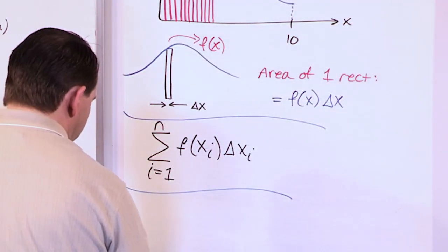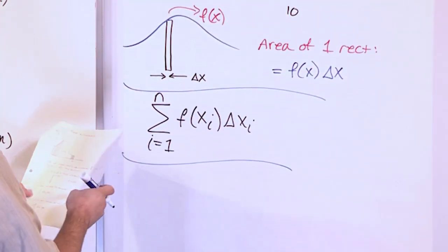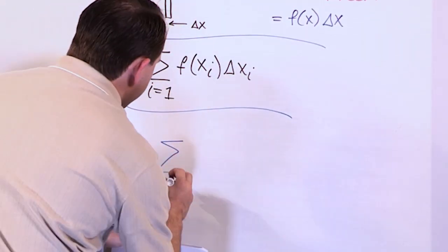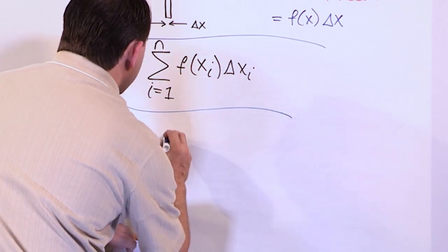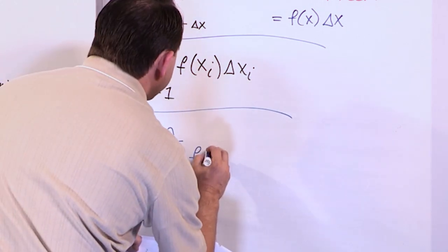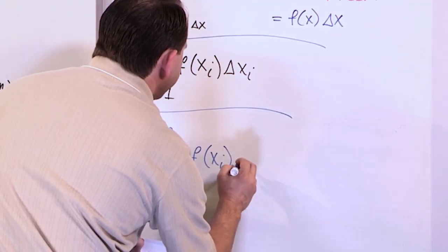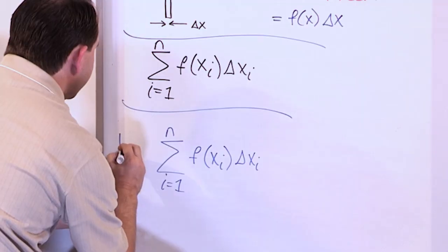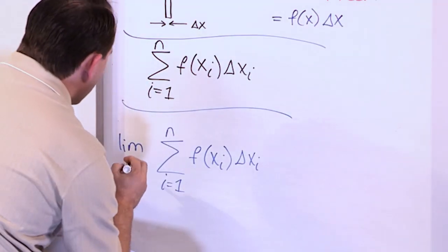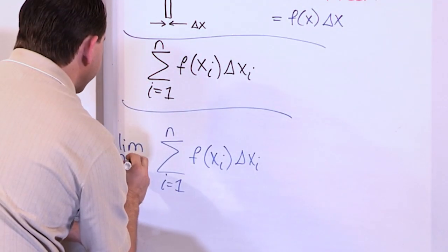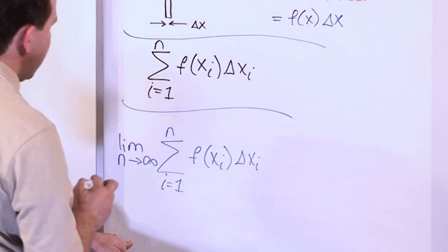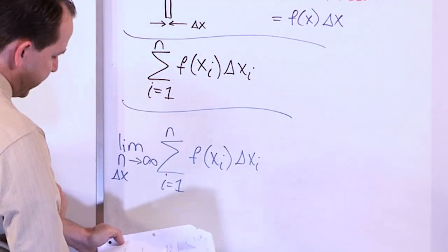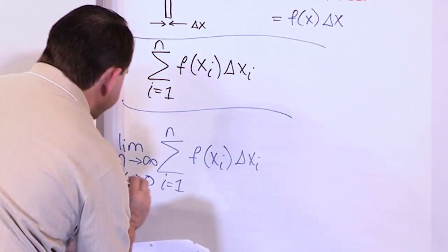And the way you do that in math is the following. Let's rewrite what we have: the sum from i equals 1 up to n of f of x sub i times delta x sub i. I'm just rewriting everything that I had before. What we want to do is take the limit, and we want n, the number of rectangles, to approach infinity. And we also want delta x, which is the width of these rectangles, to approach 0.